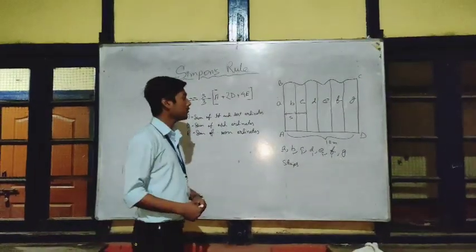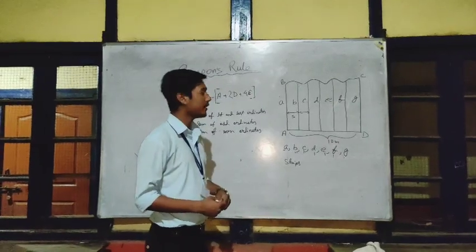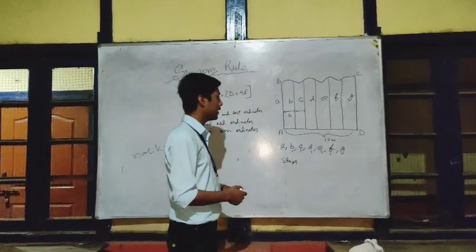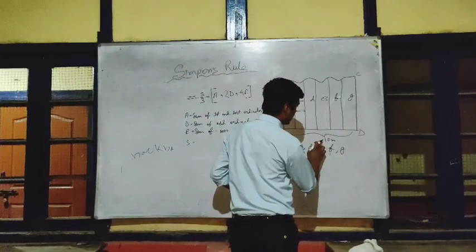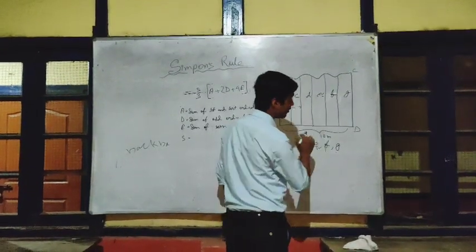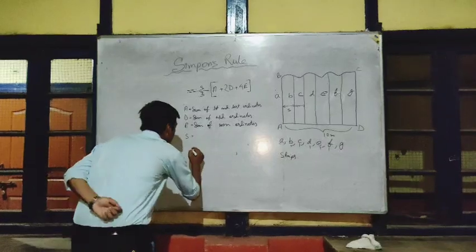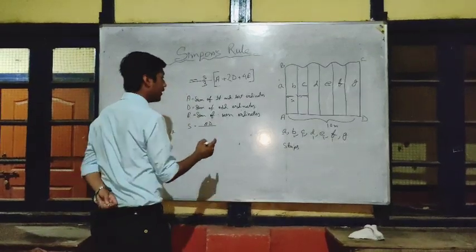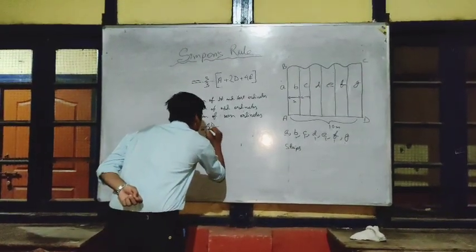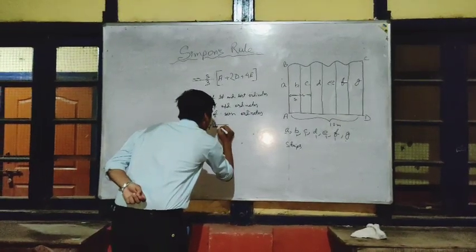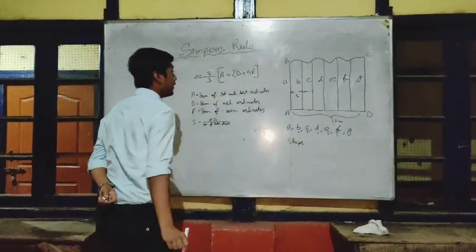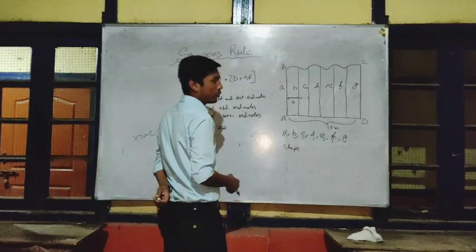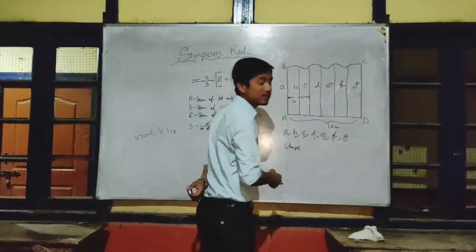At last, in some questions the value of S will be already given. If the value of S is not given, then we first take the length of this line. Let's say we have taken the length of this line as 10 meters. Then we divide this line AD by the number of total strips. Here the total number of strips is 6. If there are 7 ordinates, then the total number of strips will be 6.